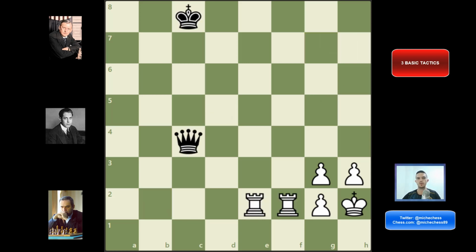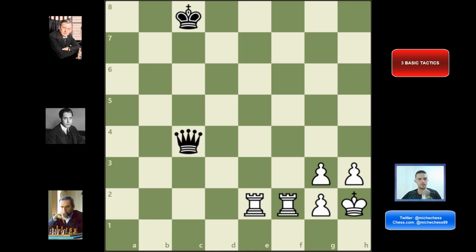And the third tactic that we are going to learn today is going to be the pin. And a pin is pretty much the same thing as a skewer. The difference is that this time the more valuable piece is going to be behind, and the less valuable is going to be in front.